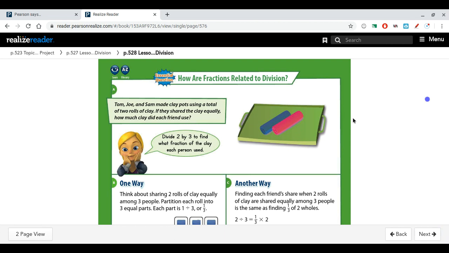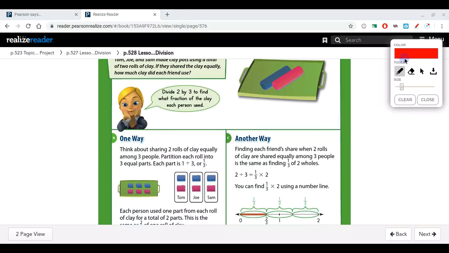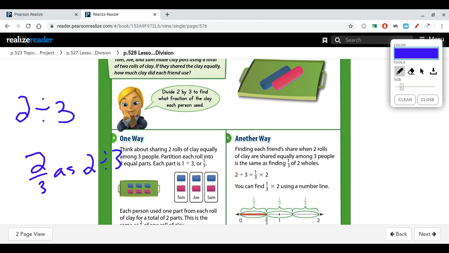So when I write my expression, it is going to be 2 divided by 3. So I can think of 2/3 as 2 divided by 3. And what I would do is take my clay, and you'll notice the clay has already been divided into 3 parts: 1, 2, 3, 4, 5, 6. Then each person would get 2 pieces of clay. And so the answer here would be 2/3 of a roll of clay.